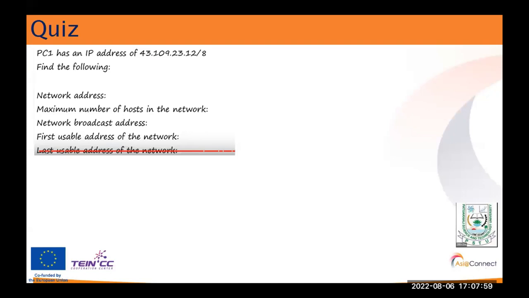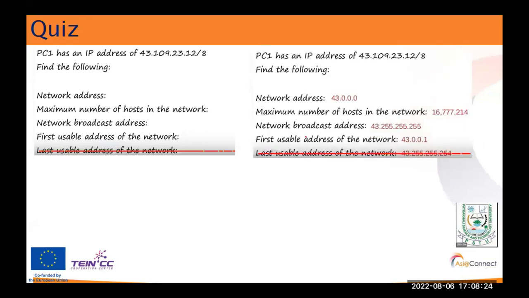Yes, 43.0.0.1, first usable address. Total hosts, 2^24, will be okay. No need to write total. And 43.255.255.255, this is the broadcast address. Network address we have already found, 43.0.0.0. So can you match with me? This will actually be the solution. You can match with your answer. Network address 43.0.0.0, maximum number of hosts 2^24, network broadcast address 43.all-bits-1, first usable address: 43.0.0.0 is the network address, so the next will be the first usable address, and the last address will be 43.255.255.254. Is it clear or not? Do you have any confusion?